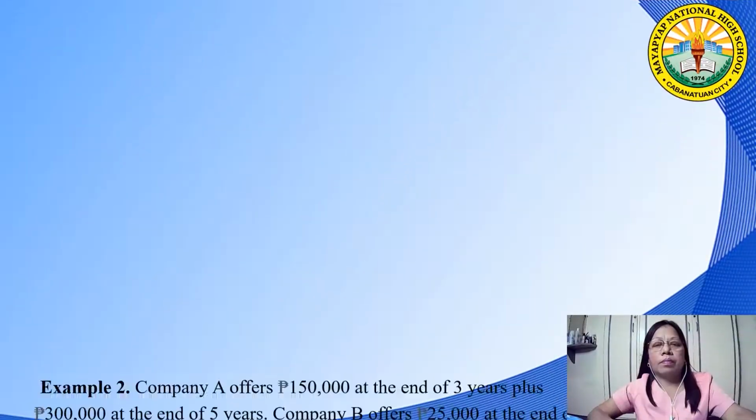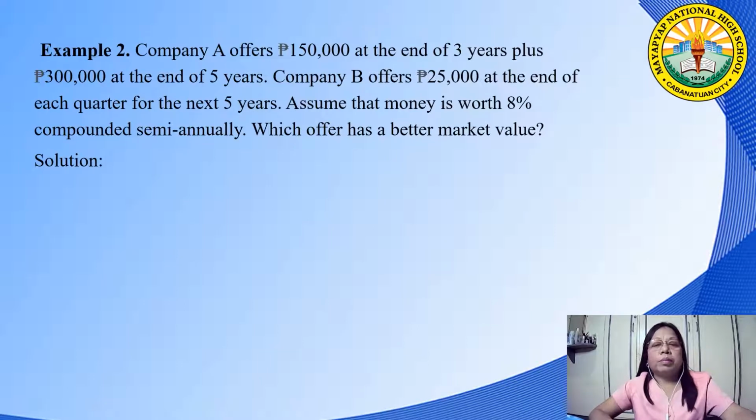Example number 2. Company A offers 150,000 pesos at the end of 3 years plus 300,000 pesos at the end of 5 years. Company B offers 25,000 at the end of each quarter for the next 5 years. Assume that money is worth 8% compounded semi-annually. Which offer has a better market value?